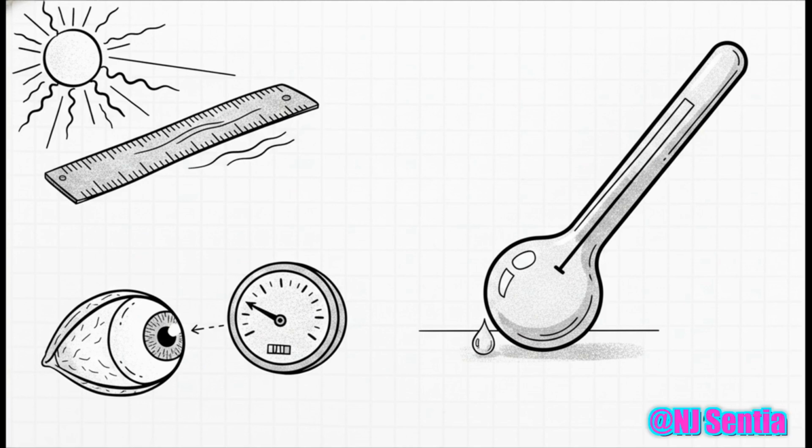And maybe the wildest one, loading errors. This is where the mere act of measuring something actually alters the thing itself, like a really cold thermometer cooling down a tiny drop of hot liquid just by touching it. Eliminating all these takes incredibly careful cross-checking and just absolutely brilliant experimental design.